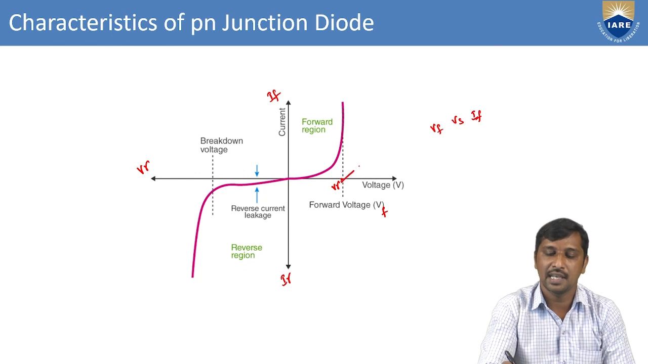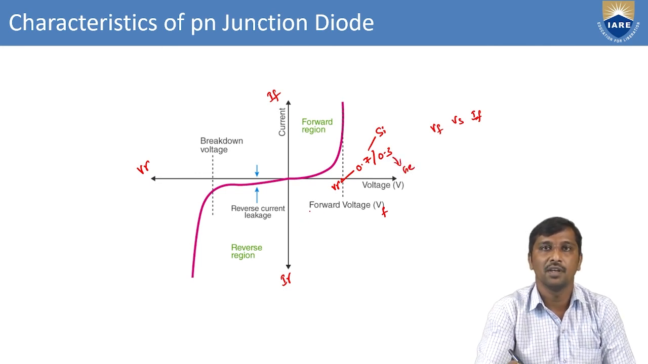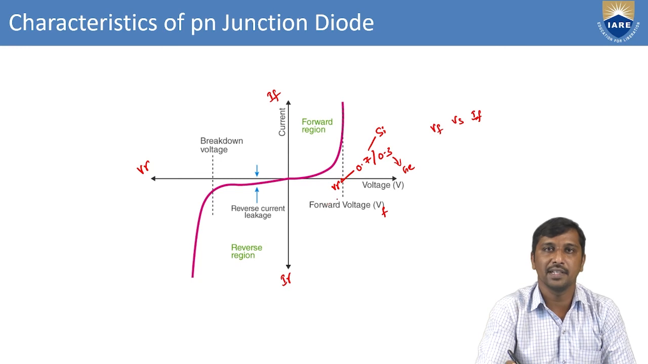V gamma is 0.7 volts for a silicon diode and 0.3 volts for a germanium diode. If you consider the silicon PN junction diode, the cut-in voltage is 0.7 volts. If you consider the germanium PN junction diode, the cut-in voltage is 0.3 volts. And we observe this from the forward bias operation.